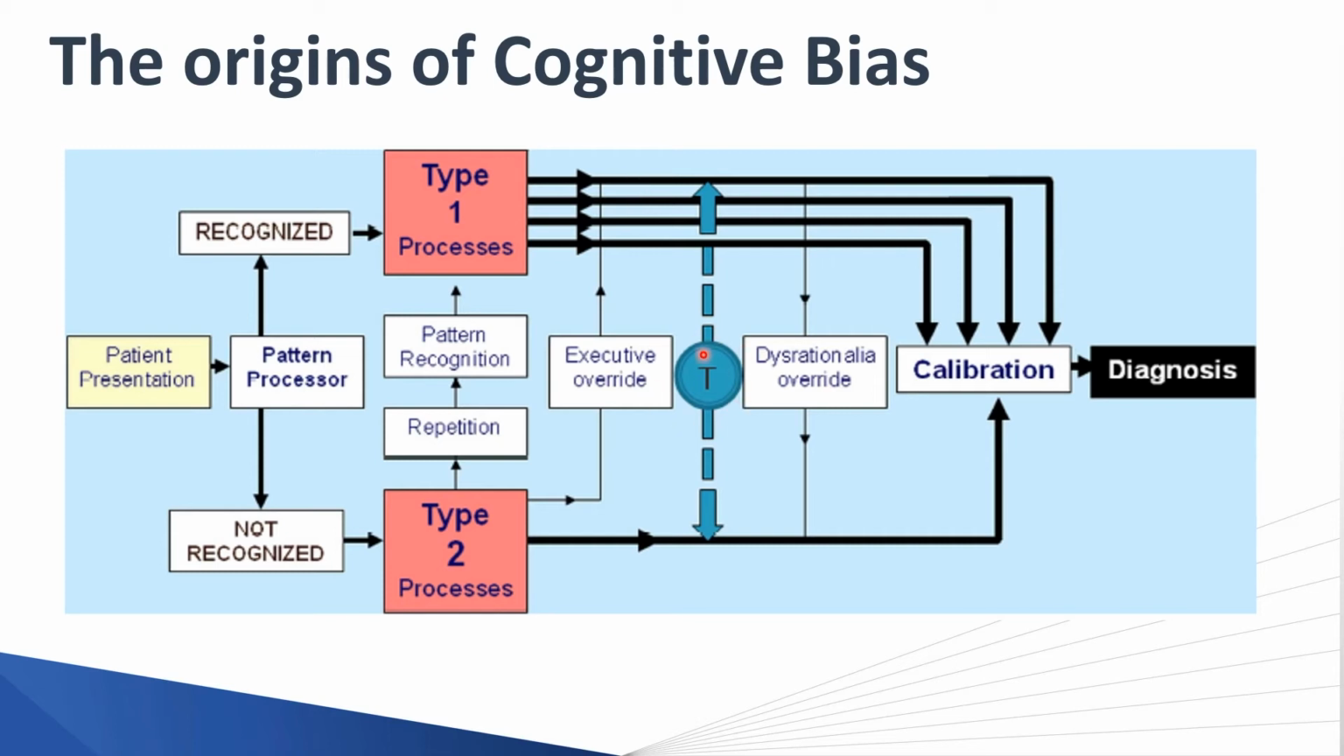The T represents that we're able to toggle between both type 1 and type 2 processes, as this is dual processing. Another advantage is that we're able to avoid being irrational, dysrationalia, by moving into a type 2 process in order to solve the problem. Here we can see that ultimately each aspect ends up in calibration of the problem and a diagnosis. The key point is that type 2 processes are less likely to be influenced by bias than type 1 processes, because within type 2 processes we're able to actually identify the bias and take active steps to counteract it.